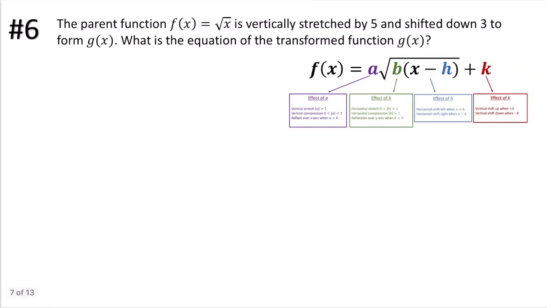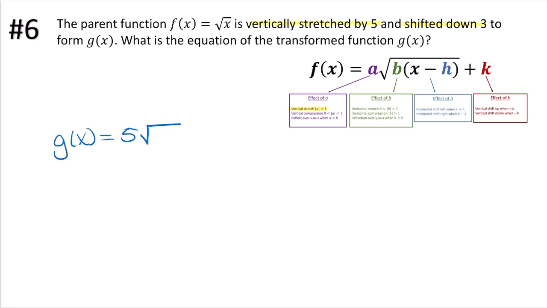So now it gives us some descriptions and wants us to write the equation. So we have a vertical stretch by 5 and shifted down 3 to form g of x. So vertical stretch, okay, if we go to our chart right here, that's when a is greater than 1. So what I'm going to do is go to my transformed function, g of x, and the first thing I'm going to do is put that 5 in front of my square root.